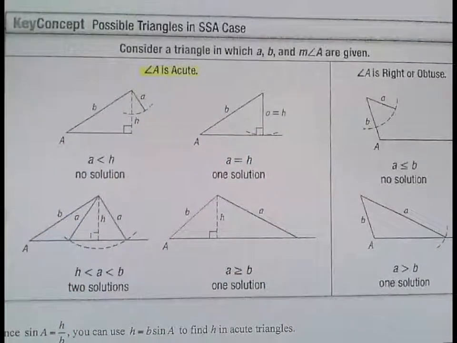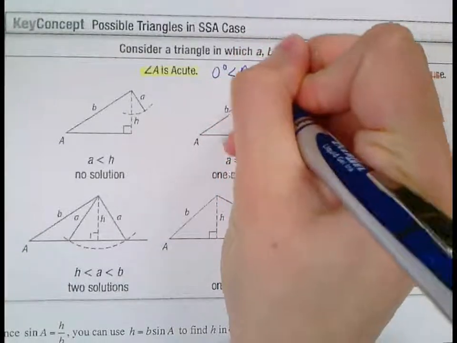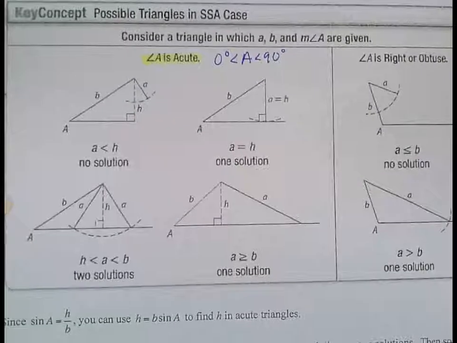So first of all, if the angle A you are given is acute, you have these 4 possibilities. First of all, if an angle is acute, what does that mean? Smaller than 90 degrees, still greater than 0. So this would mean A is between 0 and 90 degrees. If angle A is acute, then you look at the two sides you're given, a and b, and you want to see if a is smaller than side b or larger than side b, or equal to side b is a possibility as well.